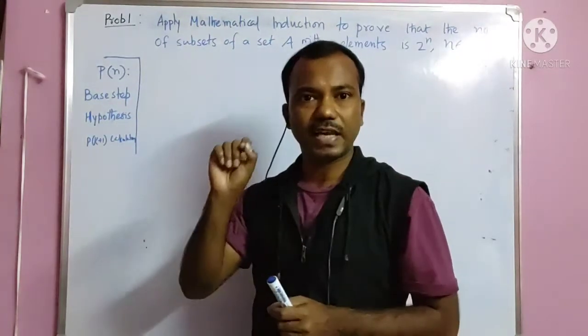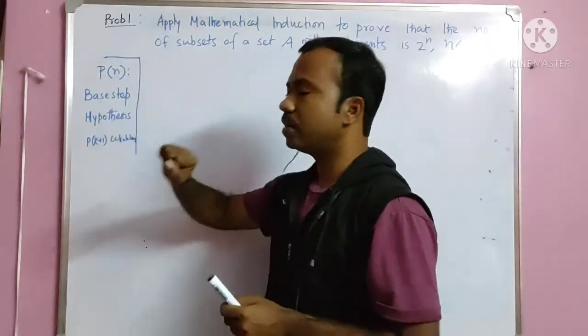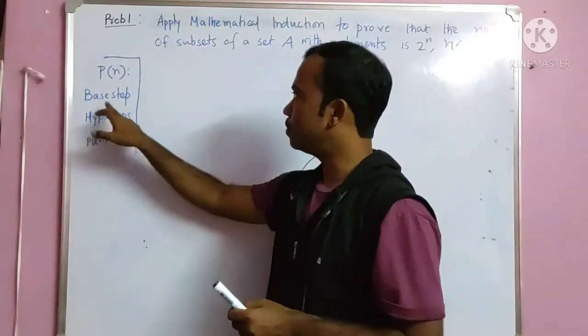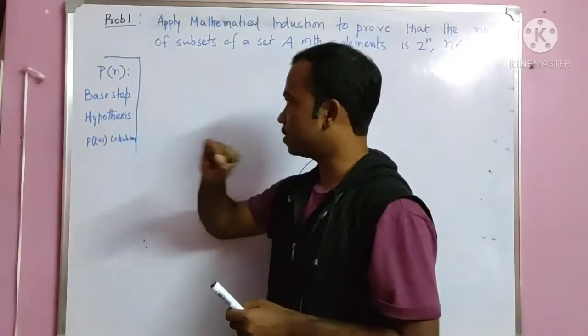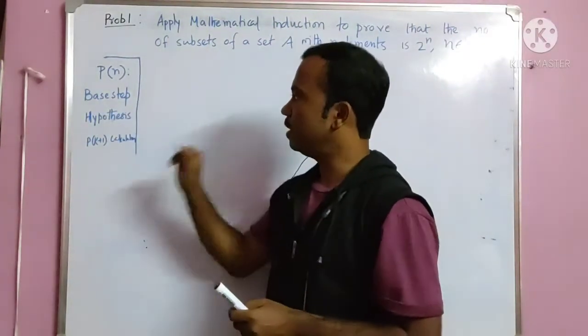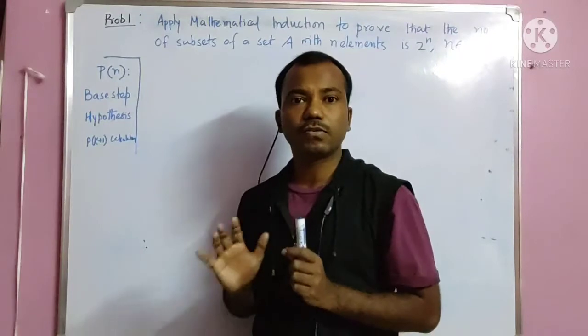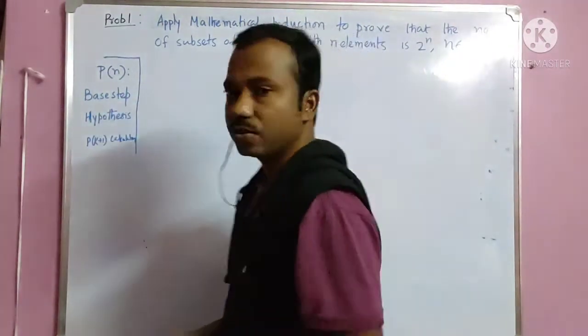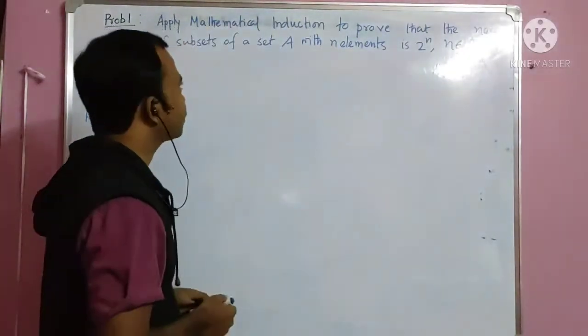First you have to put n equals 1 and check whether this statement is true or not. That we call the base step. After that we have to make a hypothesis: that P(n) is true for k, any k. Finally, we have to calculate the P(k+1) step. So that is the story. Now come to this question.